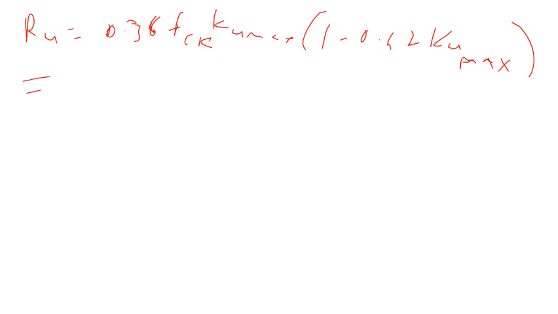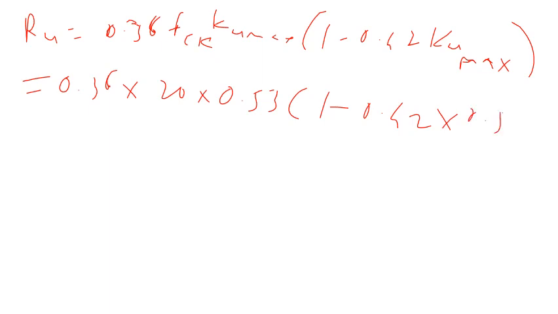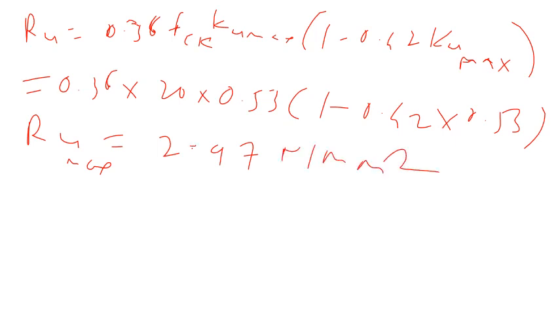So now plug in the values. We have almost all the values. 0.36 FCK is 20, Ku max we already calculated, 0.53, into 1 minus 0.42 into 0.53. So Ru max will come to 2.97 Newton per millimeter square. So once we have these values, we have the Ru max and the Mu, and we of course know the B, so we can find out now D.